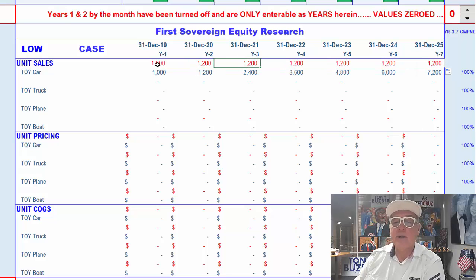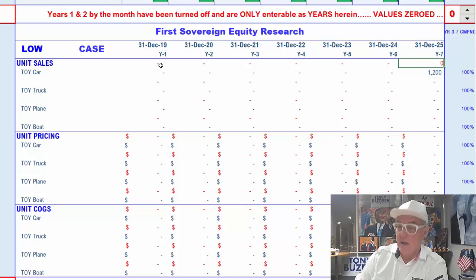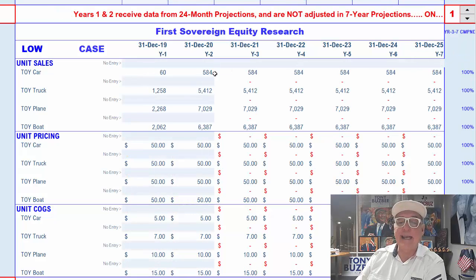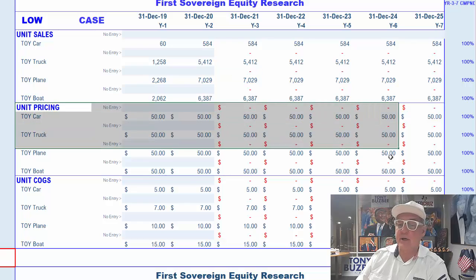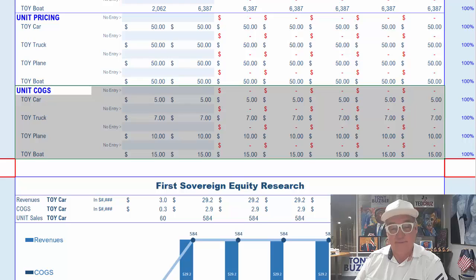Okay. So I want to zero these numbers out. And I'm going to go back and I'm going to put 1 so that we can see our 24 months. All right. So let's keep on. The same thing happens here. Same thing happens here. But now let's go see the fun.